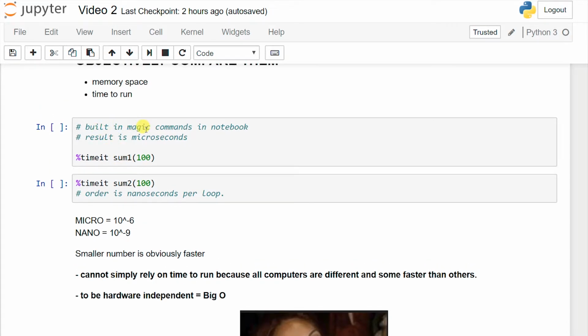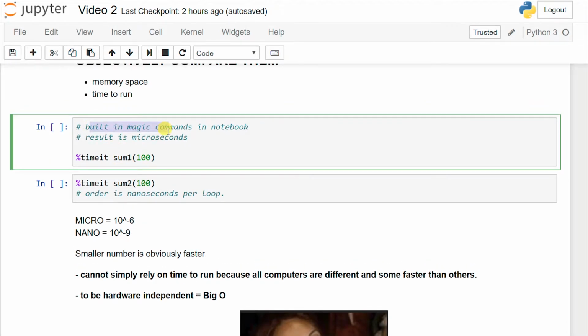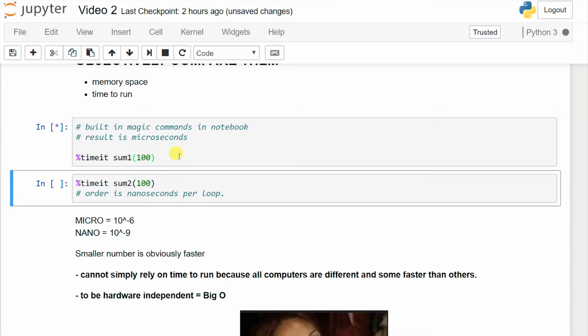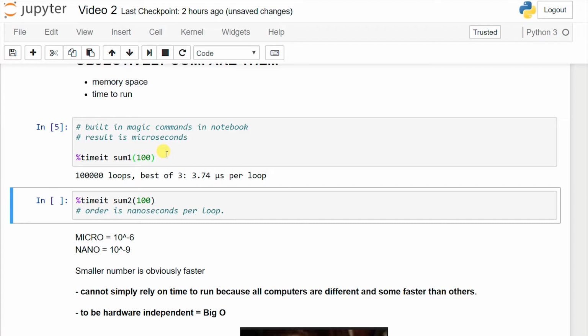So we're going to use built-in magic commands in the Jupyter Notebook. Sometimes I might call it IPython. That's the old connotation, because back then it was just Python, and now it's multiple languages, so they call it Jupyter Notebook. First off, this is a magic command using the percent sign, timeit, and I'm saying I want you to time it for the sum1 function with an n of 100. I'm going to shift-enter that, and right now it's running that for loop. There we go. We got 100,000 loops, best of 3, 74 microseconds per loop.